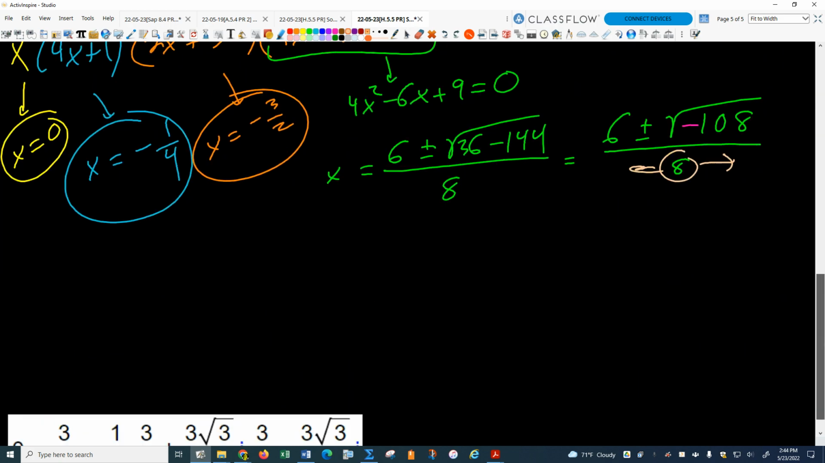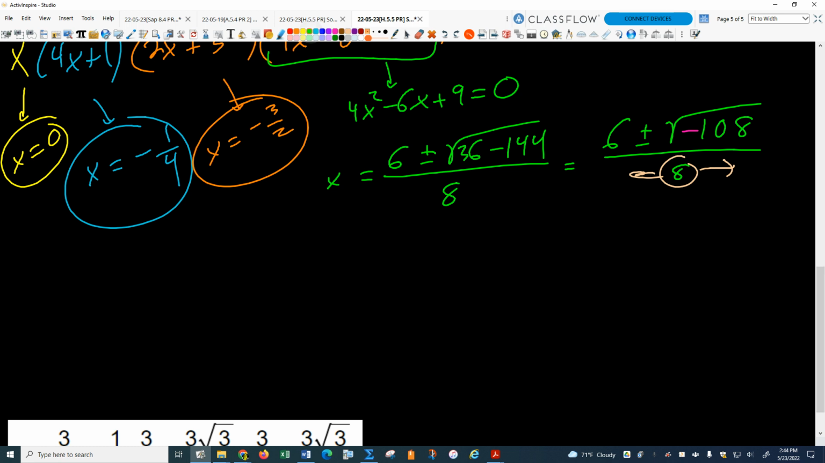Right? And so we're going to get x equals 6 over 8 plus or minus. Now, the square root of negative 108. How about the square root of 108? We could make that 36 times 3, right? Agreed? So then what's that? If the square root of 108 is the square root of 36 times the square root of 3, what's that going to become? 6 radical 3. Okay, good. So we're going to get plus or minus 6 times the square root of 3 over 8. And then the negative inside becomes an i outside.